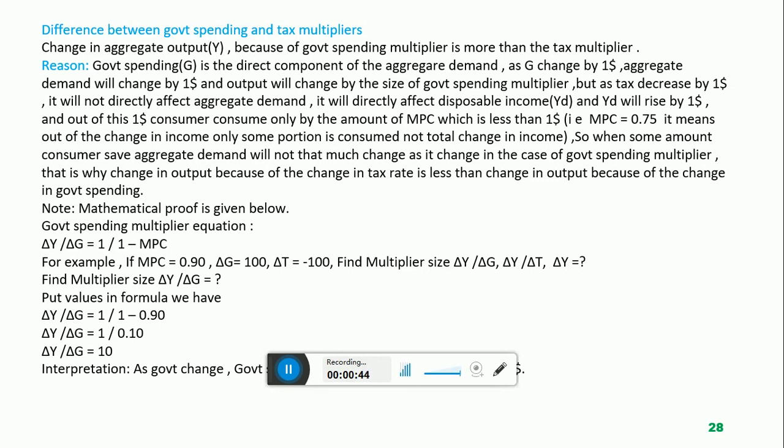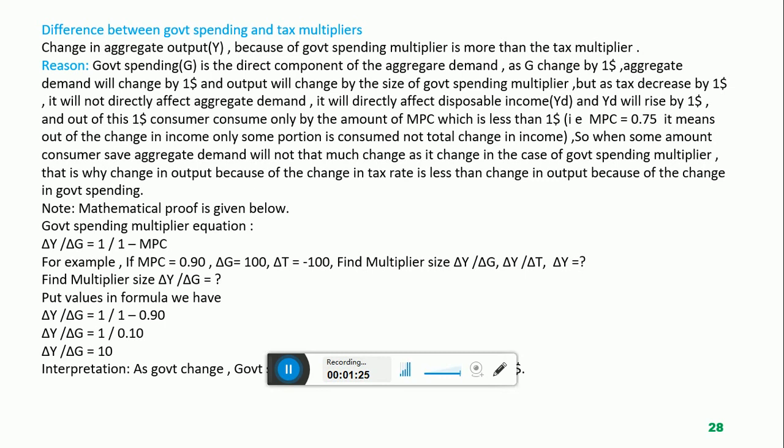So the major difference between the government spending and tax multipliers is this: the change in aggregate output level because of change in government spending is more than the change in aggregate output level because of change in tax. Comparatively, the change in aggregate output level because of government spending multiplier is more than the change in aggregate output level because of tax multiplier. So what is the reason? The reason for this difference between the two multipliers, let me elaborate.